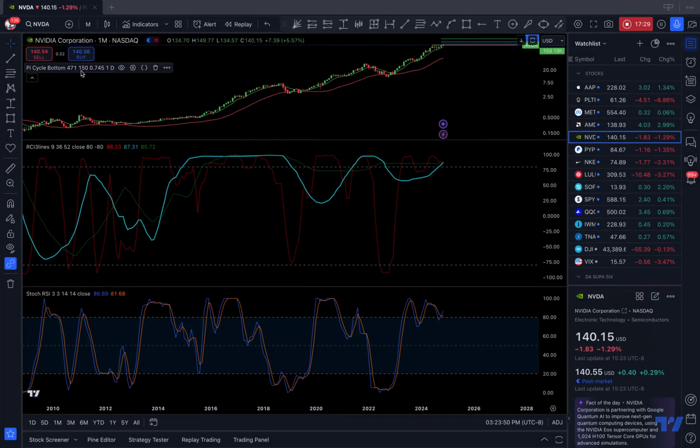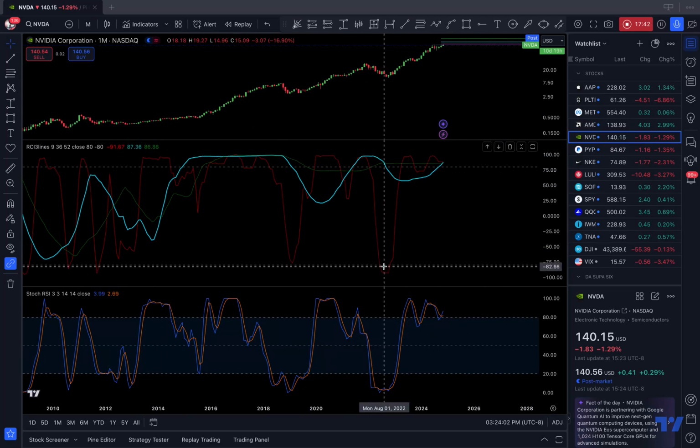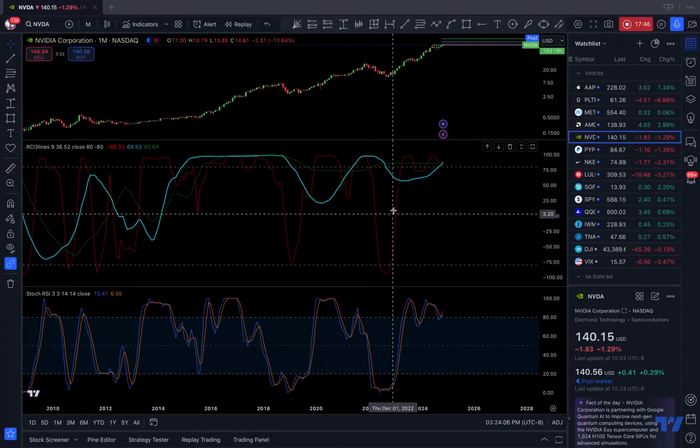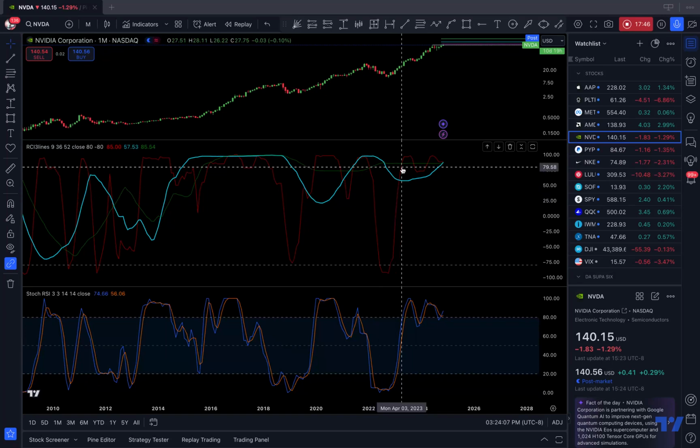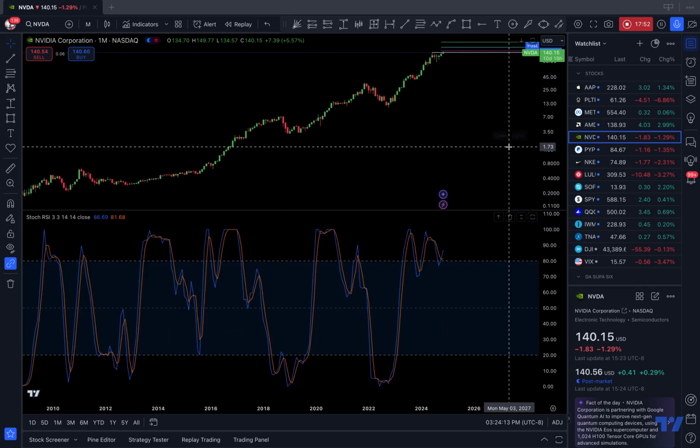We can also look at Nvidia, for example. And by the way, on the Pi Cycle Bottom indicator, I should also mention that these are some really good moving averages when you apply them to the stock. So you could definitely use this as a moving average. But for example, when we look at Nvidia, we can see every time the red line gets below negative 79, buy the stock. If we're above 80, don't buy. Maybe take some profits if you're trading options.